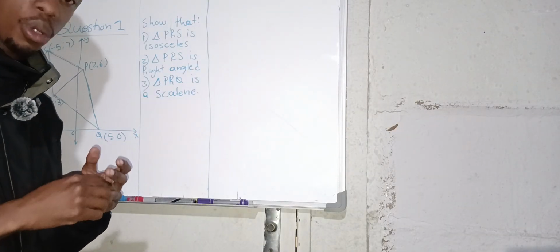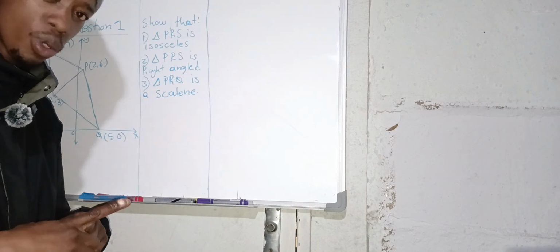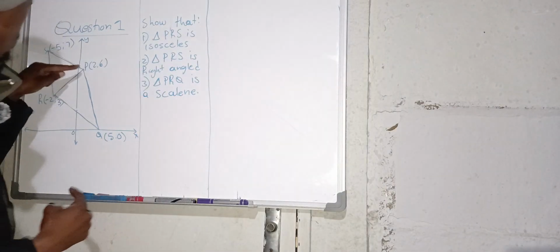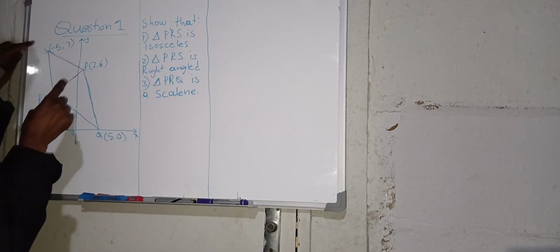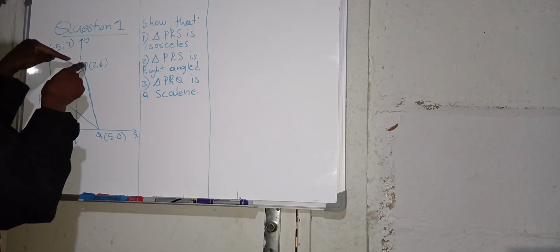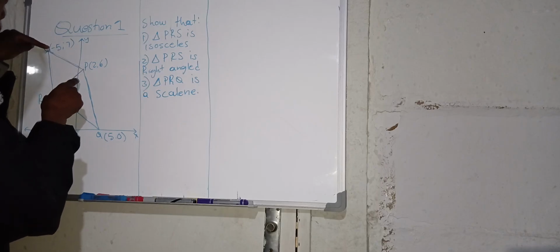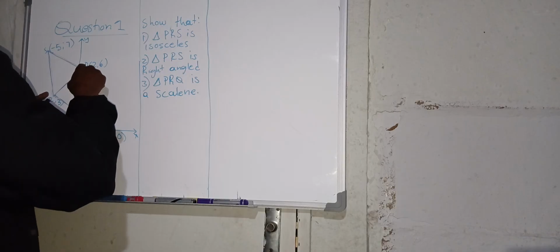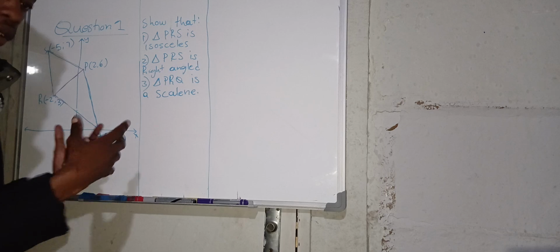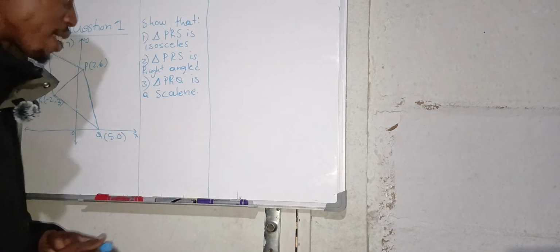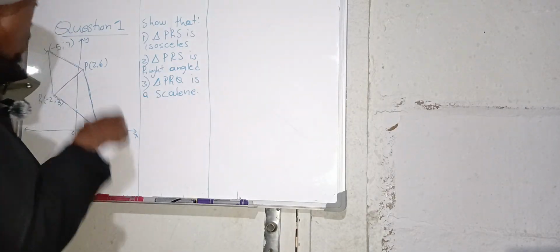In this case, based on what I've taught you, you need to show that the sides are equal. How do you show that? By showing that the distances are equal. You can say PS and PR, or PS and RS. If these two lines are equal, therefore the triangle is isosceles. How do you check if the lines are equal? By checking their distances. That's where you apply the distance formula.